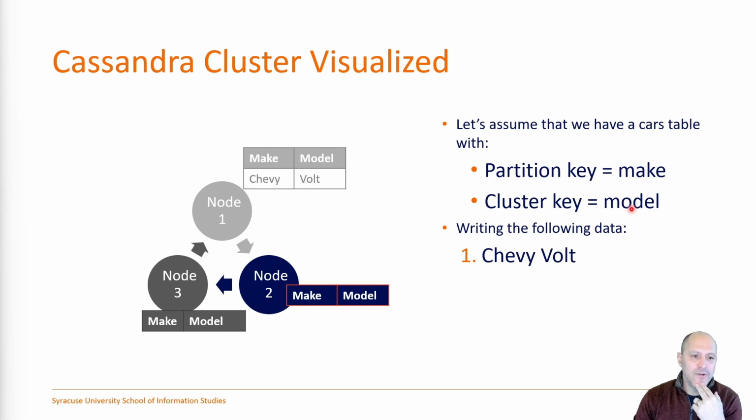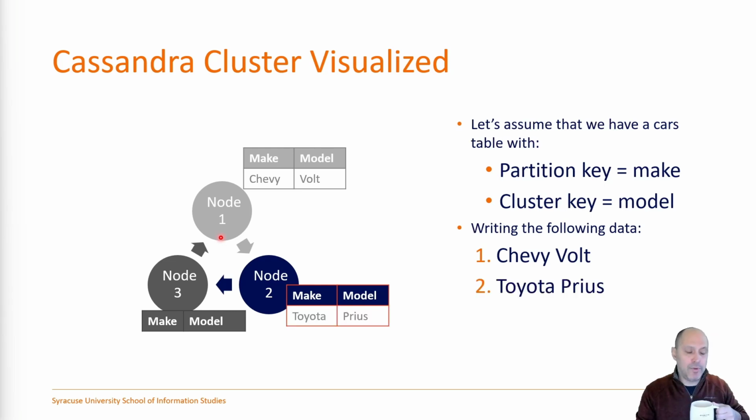So we go to write the first one, and the ring chooses to put that on node 1 based on its hash of the make. The one thing you're guaranteed is all the Chevys are going to now be on node 1 because that's what the ring has decided to do. So our Toyota Prius just so happens to land on node 2. It could have landed on node 3, but the way it got hashed, it landed on node 2. So now you know that all the Toyotas will land on node 2.